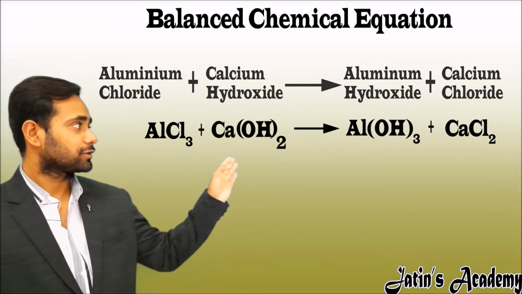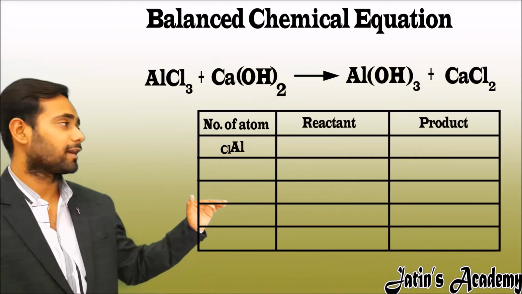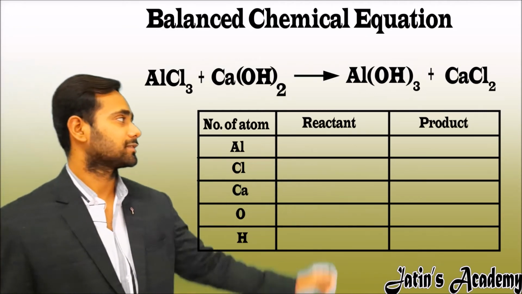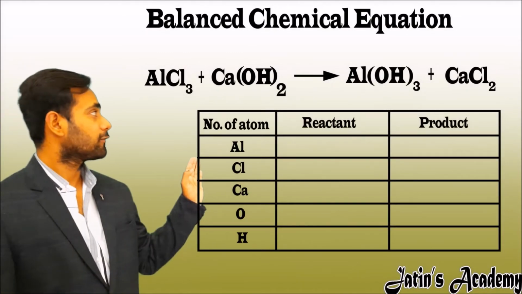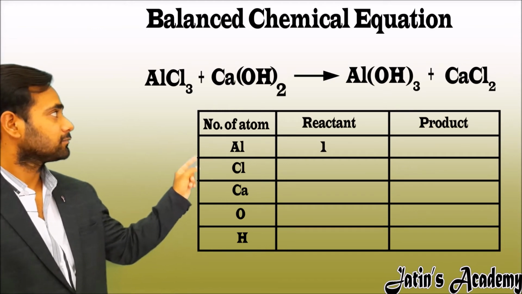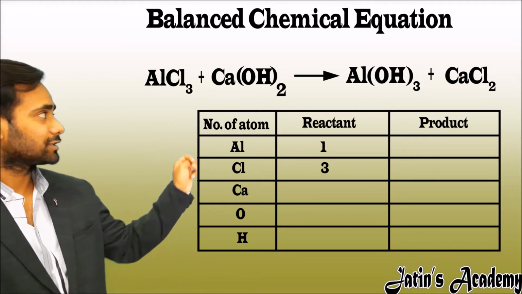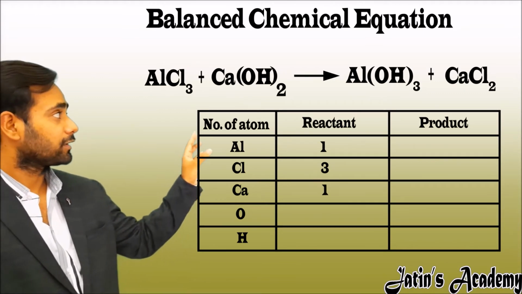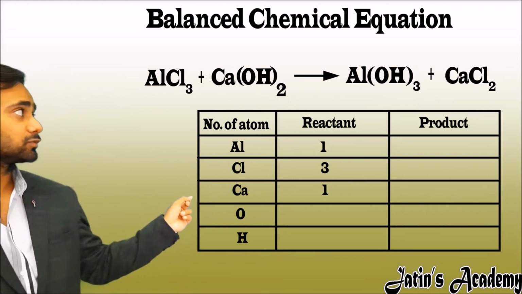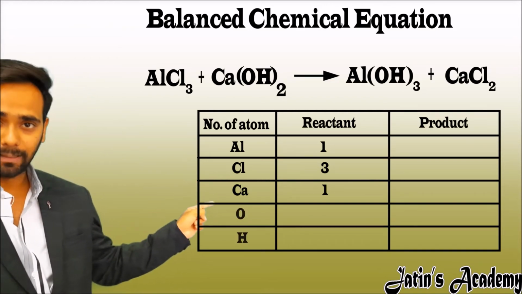Here our equation is ready. Now make a box below this equation in which we write the number of atoms on the reactant side and the number of atoms on the product side. Now count the number of atoms on the reactant side first. Here aluminium is 1 atom, chlorine is 3 atoms. On the other side, calcium hydroxide, calcium is 1 atom, and now be careful: oxygen and hydrogen are different atoms, so no need to write OH. We have to write O and H separately.